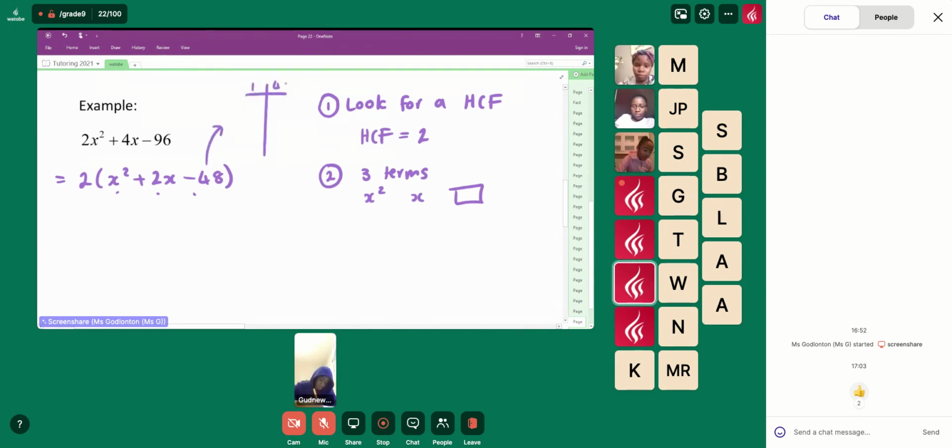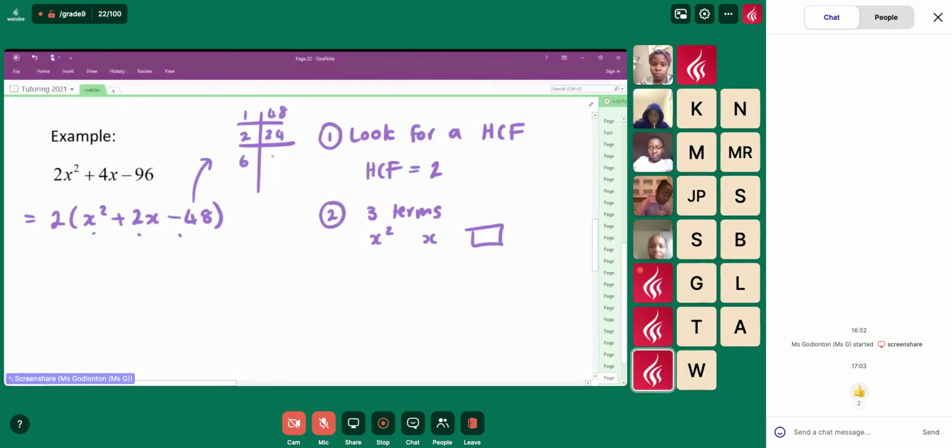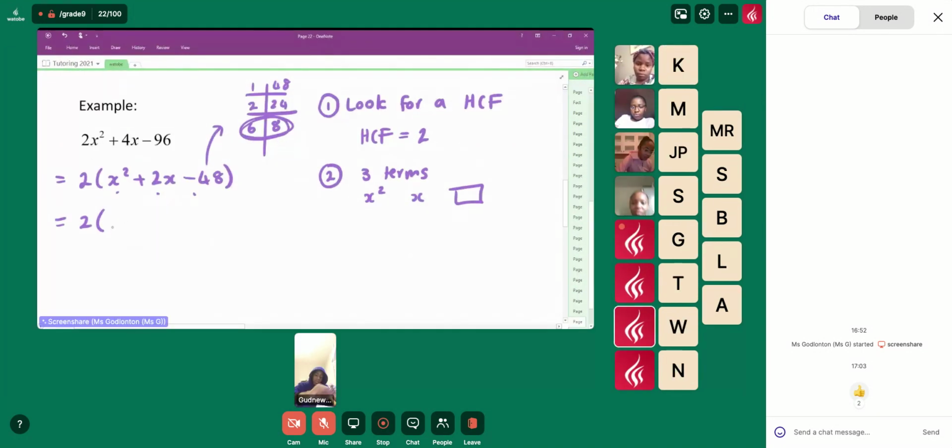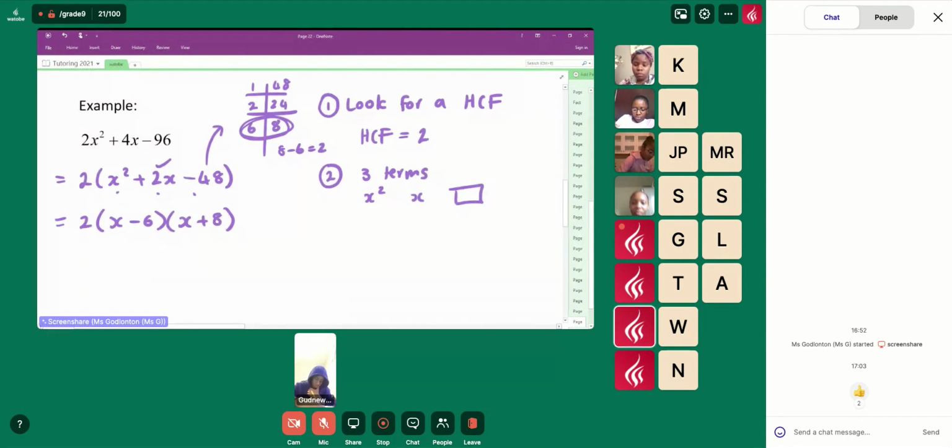So we've got 1 and 48, 2 and 24, 6 and 8. And already just by looking at that, I can see, well, 6 and 8 is going to get me to a 2. So I would have 2(x minus 6)(x plus 8), because 8 minus 6 is 2, which is what we're looking at. So all we did in this step is we took out a highest common factor. And then on our second step, we did a trinomial.